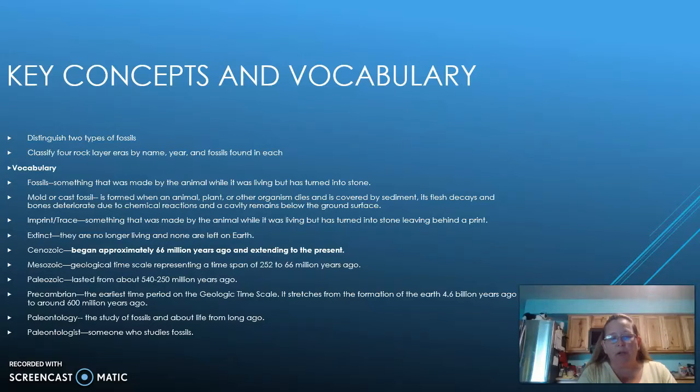Each one of those eras breaks down into eons, but I felt like that was too much information for the age group I'm working with here. So I just centered the attention of this lesson on those 4. Paleontology, the study of fossils and about life from long ago, and then paleontologist, someone who studies fossils.